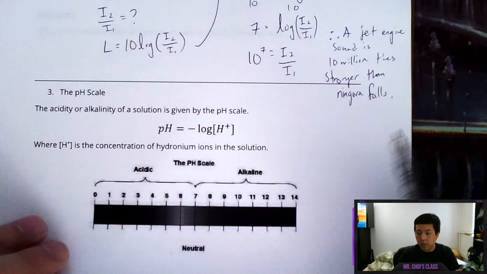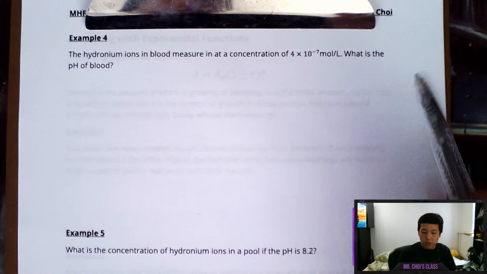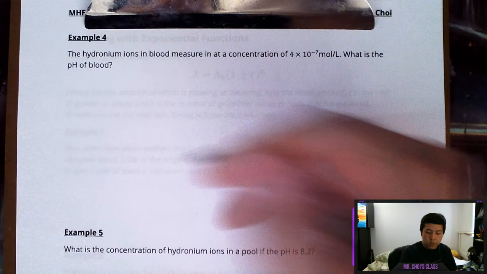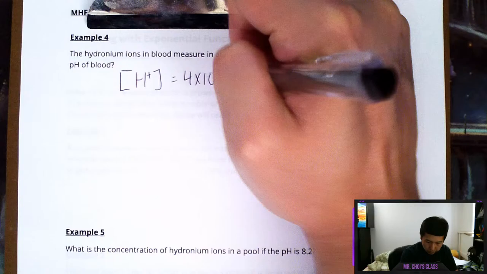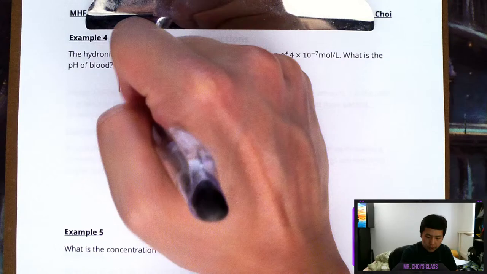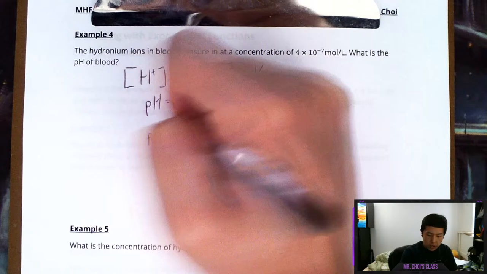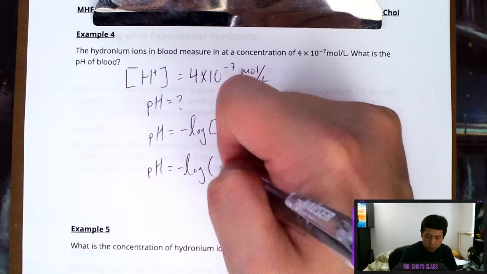So let's go into example 4. The hydronium ions in blood measure in at a concentration of 4 times 10 to the power of negative 7. What is the pH of blood? Well, let's write down our givens. We write down the concentration of hydronium ions. And that's 4 times 10 to the power of negative 7 moles per liter. And so we need to find pH, which we don't know. We need to use the equation. So pH is equal to negative log of the concentration of hydronium ions. We can just plug that in right away. And we're going to get 4 times 10 to the power of negative 7, like that.